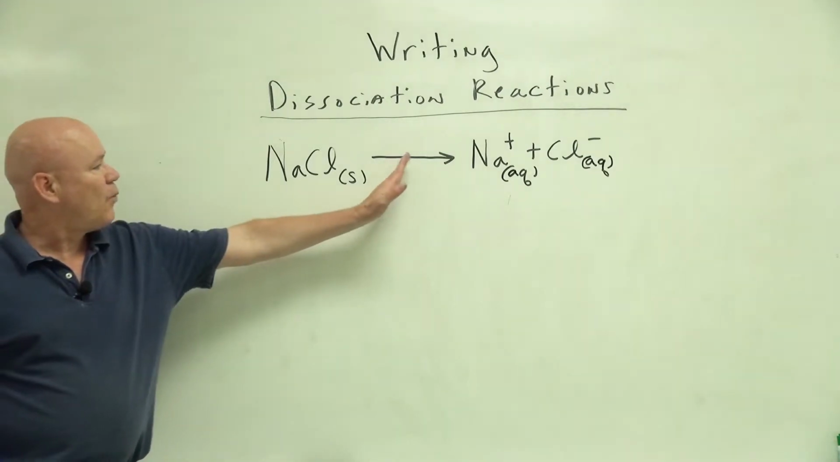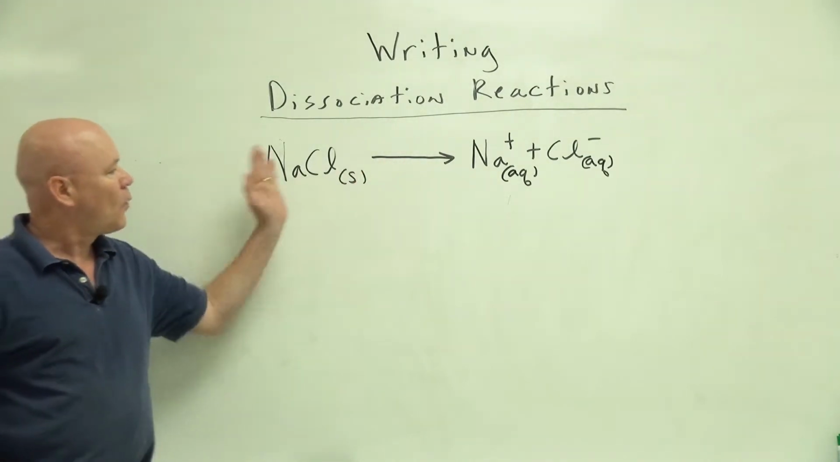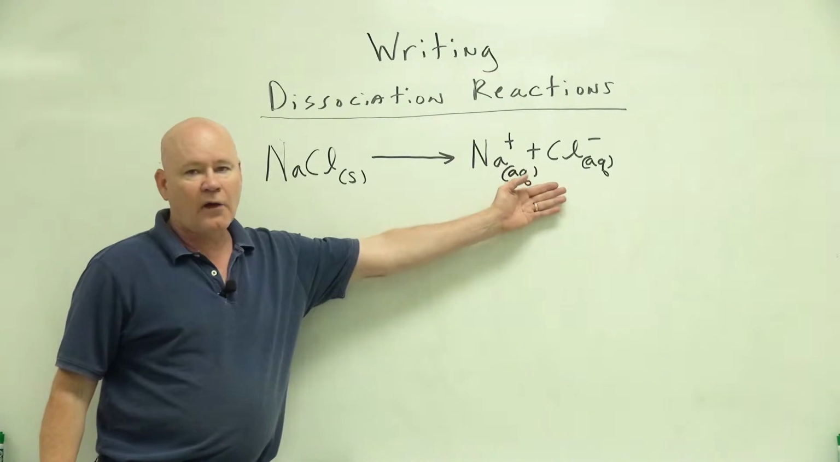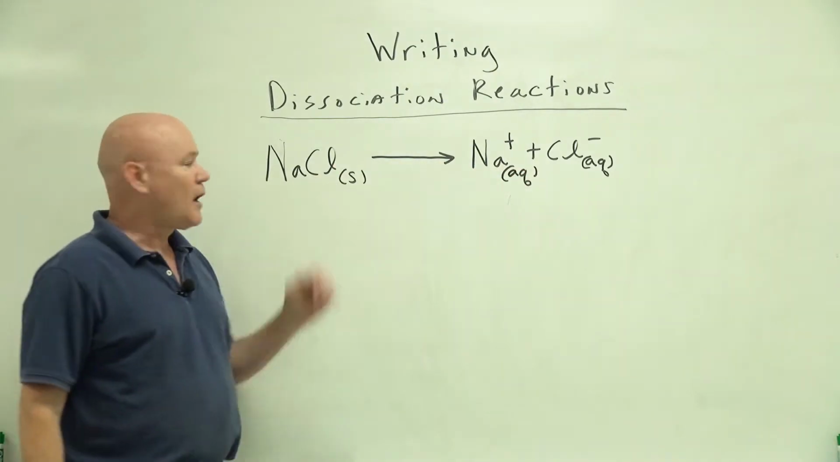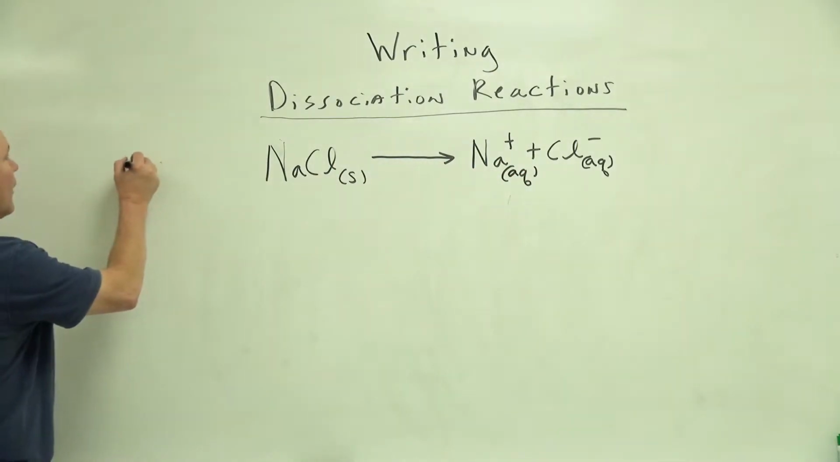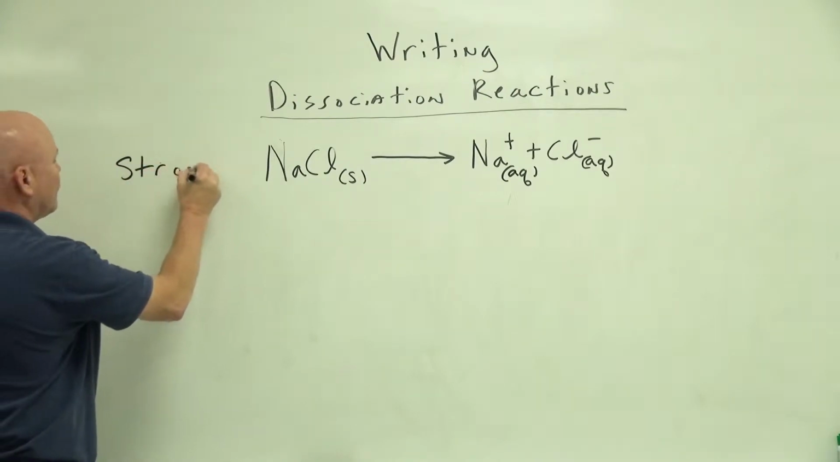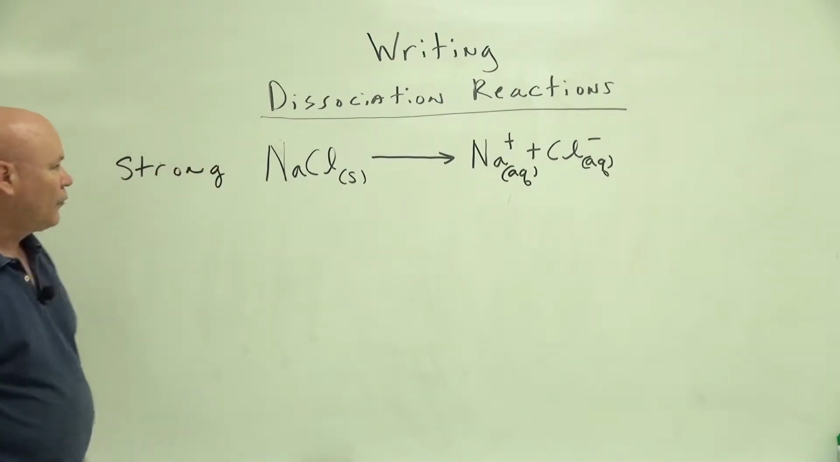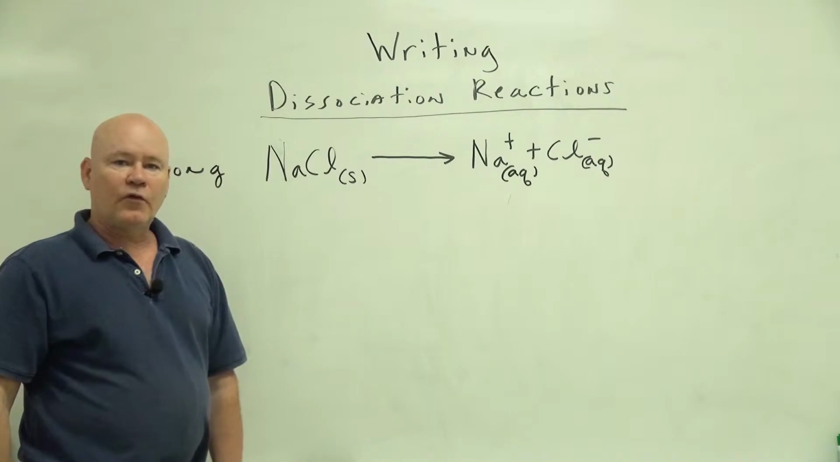Now, since I have one arrow, that one arrow means I'm going completely to the ions. There's nothing left of the original compound. So this is a strong electrolyte. So this is strong. And so we can write some more dissociation reactions.